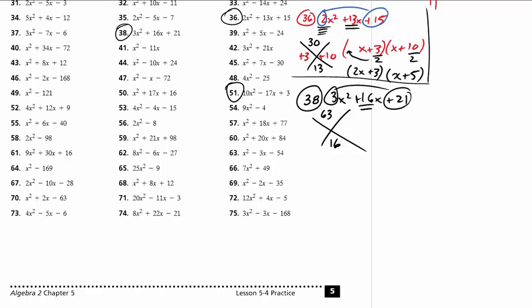So start. 1 times 63 is 63, but adding them does not work. 2 can't multiply in it. 3 times 21 works, but 3 plus 21 does not. 4 doesn't multiply in. 5 doesn't multiply in. 6 doesn't multiply in. But 7 does, and it's 7 times 9, because adding them together, 7 plus 9 gives you 16. Okay, so that's going to be x plus 7, x plus 9.